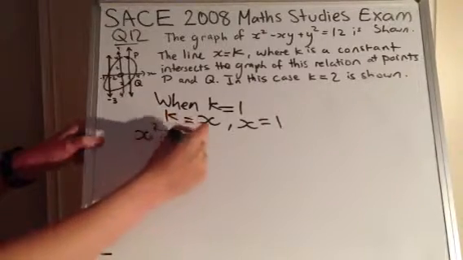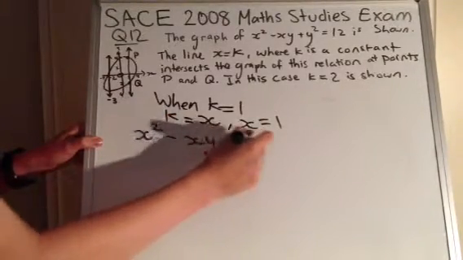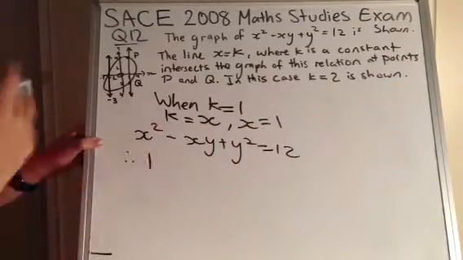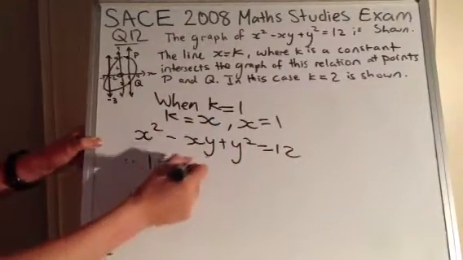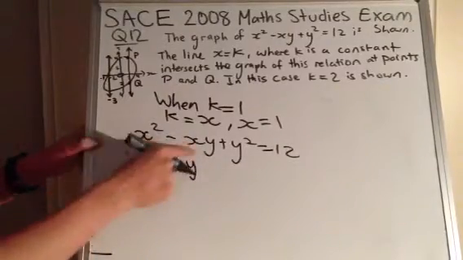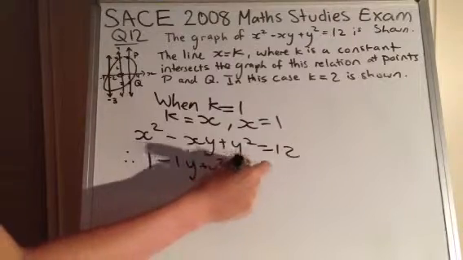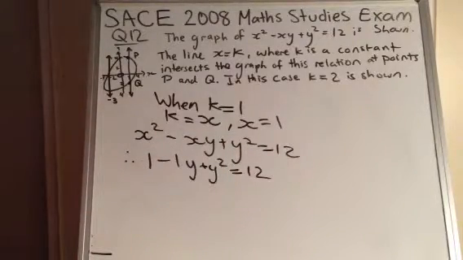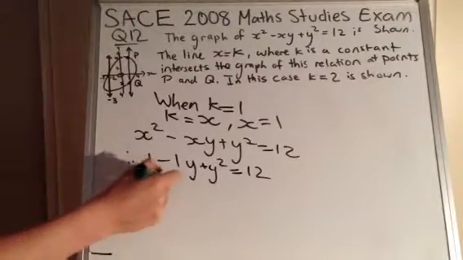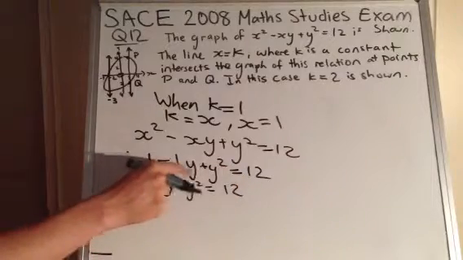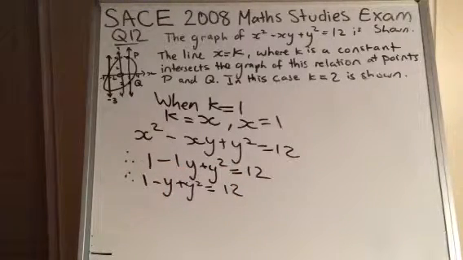So we get x squared, take xy plus y squared equals 12, and therefore 1 squared, 1 times 1 is going to be 1, take 1 lot of y, again I'm just putting in 1 wherever there's x here, plus y squared equals 12. From this, we can see that this would also be written as 1 take y plus y squared equals 12, because 1y can be the same as y.